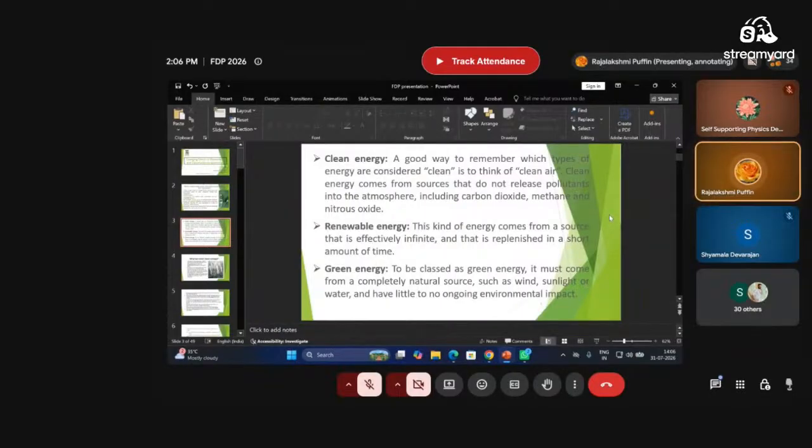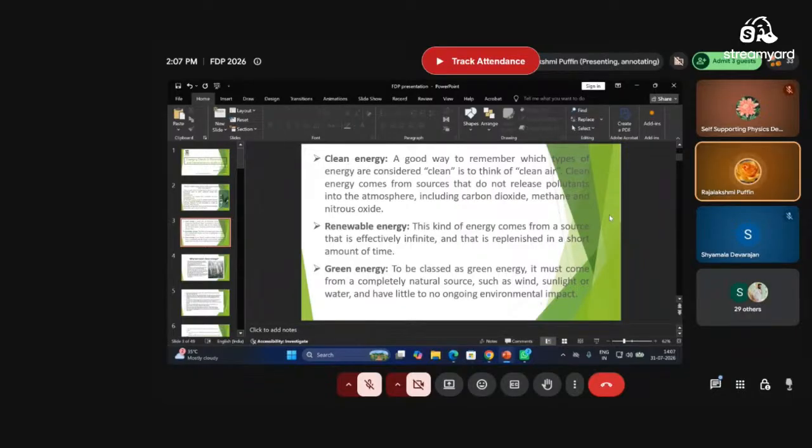So what is the differentiation between green energy, renewable energy and clean energy? Green energy is completely from natural resources. Non-renewable resources are finite, which means we cannot get them throughout time. Natural resources like uranium we cannot get for a long time. There are shortages of elements like silicon, and we cannot recover all the resources from natural sources.